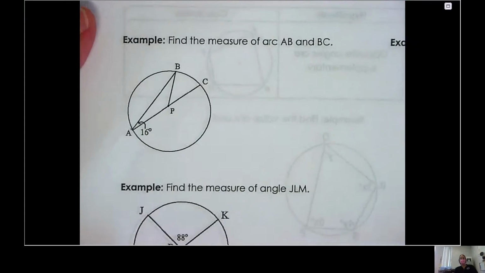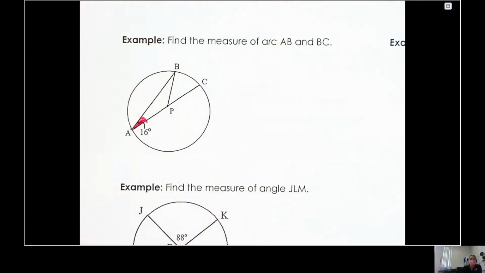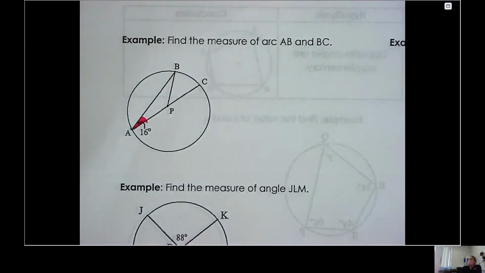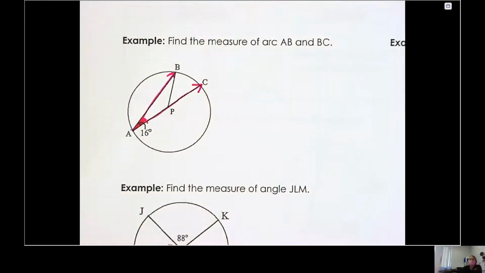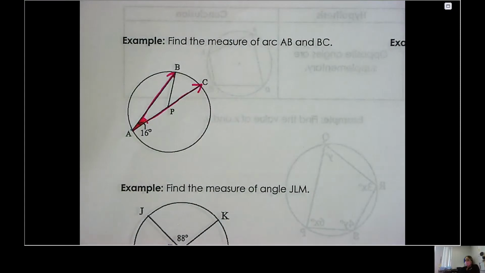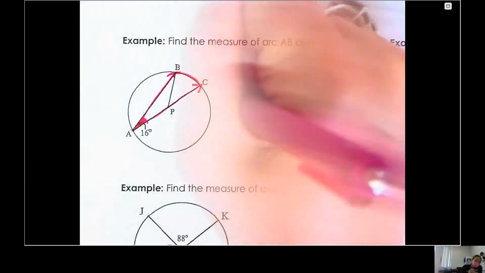Find the measure of arc AB and BC. Okay, so the first thing I'm given, I'm going to color in here, is my 16 degrees. That's what I know. And then I'm going to do the same thing I did before. I'm going to trace my chords and make an arrow to find the intercepted arc that it matches up with. So I'm going to trace the side, trace the side. Which arc does that angle match up with? Right here, B to C.